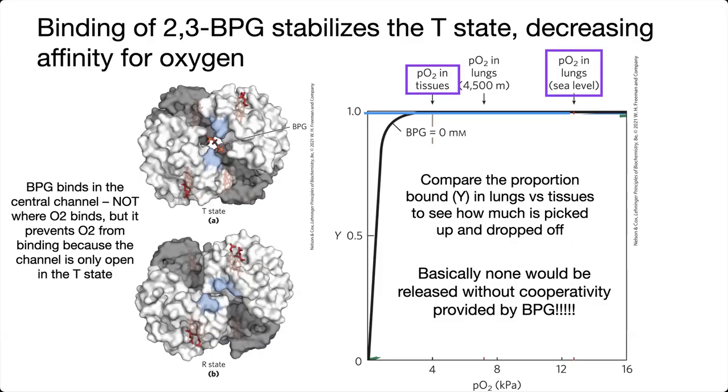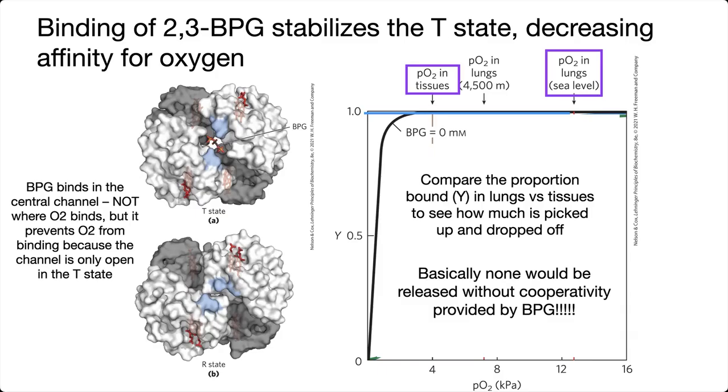So why is this? Going back to that T versus the R state, remember I said that the T state had that central opening? That is where the BPG binds. So it's not binding in the same place as the oxygen. Remember, the oxygen is binding onto these hemes. That's not where the BPG is binding. So it's not directly competing with that oxygen, but its binding is decreasing the ability to bind to oxygen at those other sites. And this is because it's binding in that place that's only open in the T state.